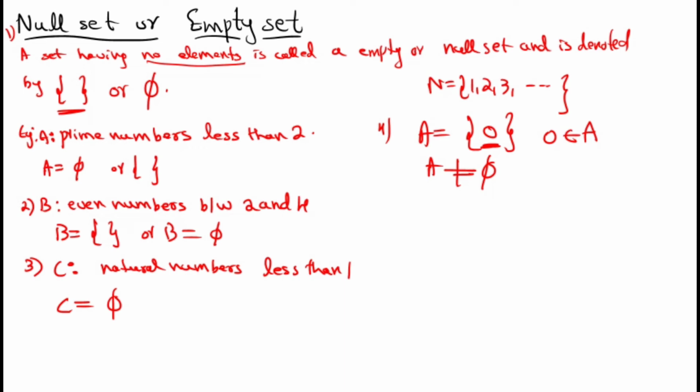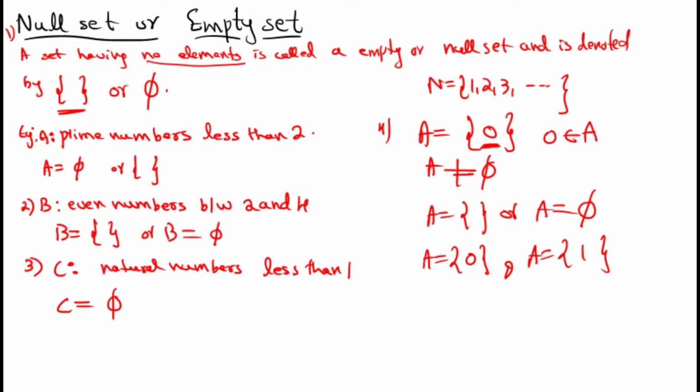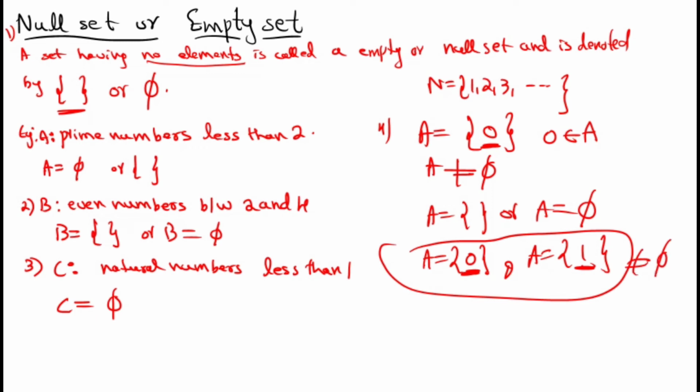Okay, so if A is equal to like this, or A is equal to like this, then only A is an empty set. Or if you take A is equal to 0, or A is equal to 1, here you can see one element, that is 0. Here you can see one element, that is 1. These are all not examples for the empty set. Set having no element, then only we call it an empty set.